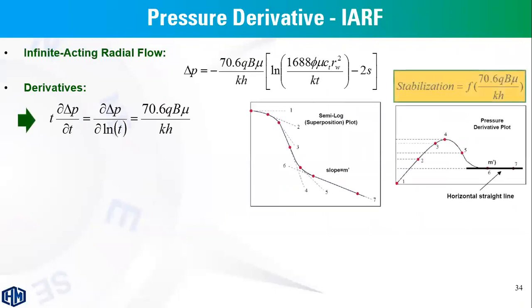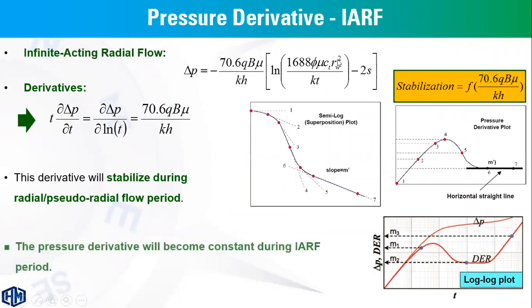For the infinite acting radial flow, we have this equation to define the pressure difference. To define the pressure derivative, as you can see, this will equal this variable. So the pressure derivative, during the infinite acting radial flow or the transient flow, will be a horizontal straight line, or a straight line with zero slope.